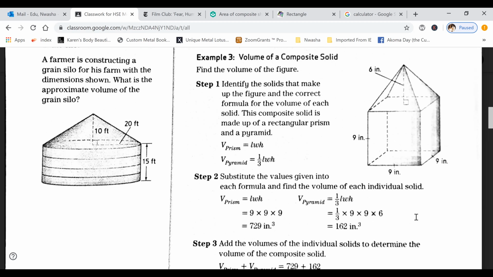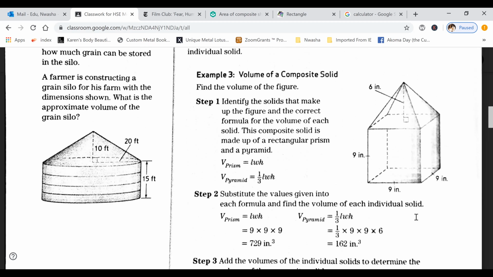Now in step number 2, you're substituting. So the 9 times 9 times 9 is going to be the cube. And then you're looking at what you can get out of the pyramid. So you're saying that the pyramid is 1/3 of the cube, just like the cone is 1/3 of the cylinder. So now you just need to say the length and the width is going to be the 9 that you're copying from the cube because it's right on top.